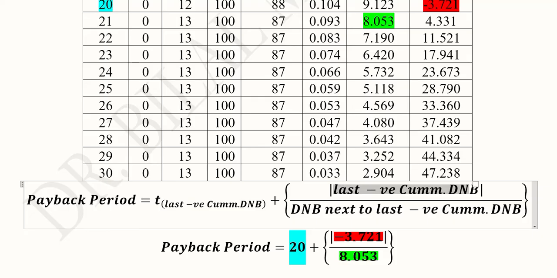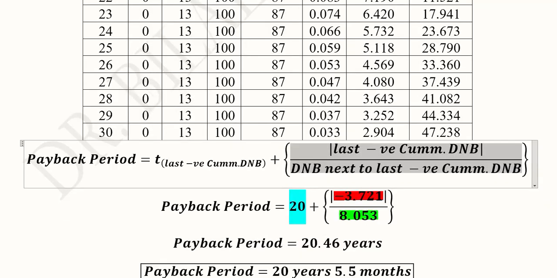It has to be greater than 20 and lesser than 21, because somewhere here the cumulative discounted net benefit will become 0. So the payback period is lying between 20 and 21 years. So it has to be positive, otherwise it will become negative, and it will be 20 minus some value. So it has to be 20 plus some sort of value, which is likely to be a fraction, because this is a negative value, that is, after the absolute value it becomes a positive value, and in the denominator we have this value, and in this case it is a greater value in absolute sense.